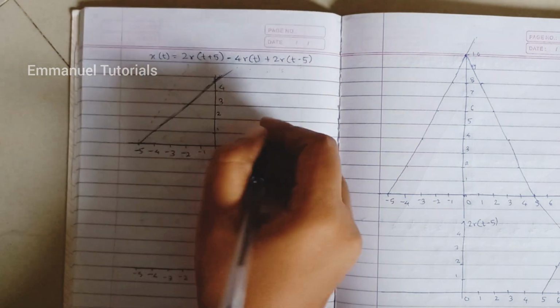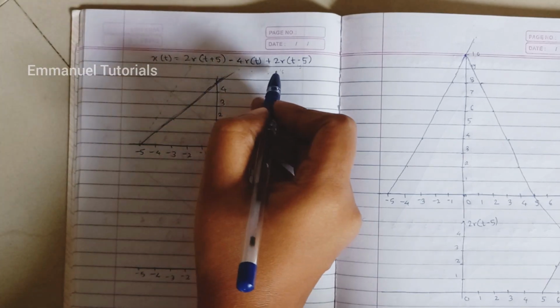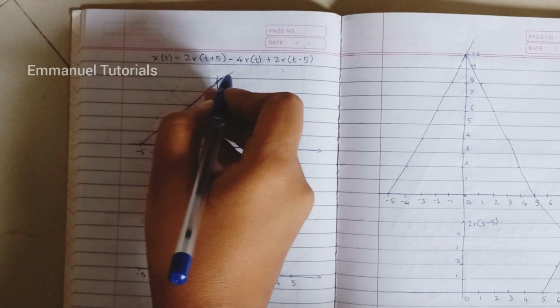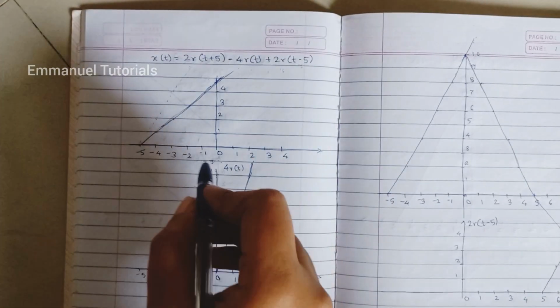So let's start. This is a ramp type of signal example. So all the signals that we have are ramp type. So first we have 2r of t plus 5 minus 4r of t plus 2r of t minus 5.